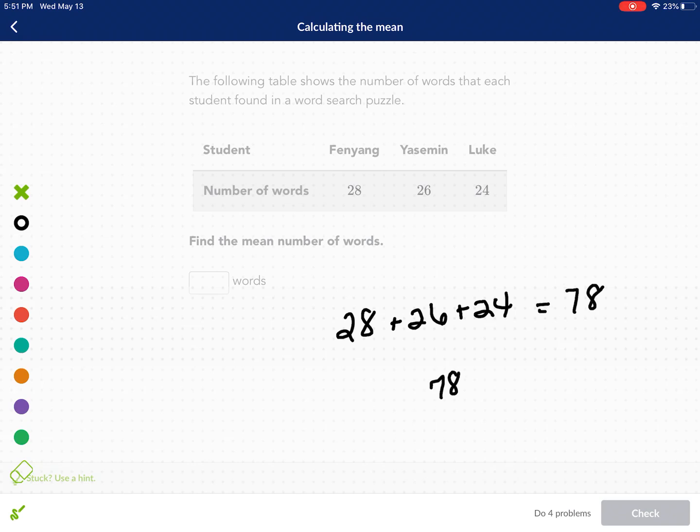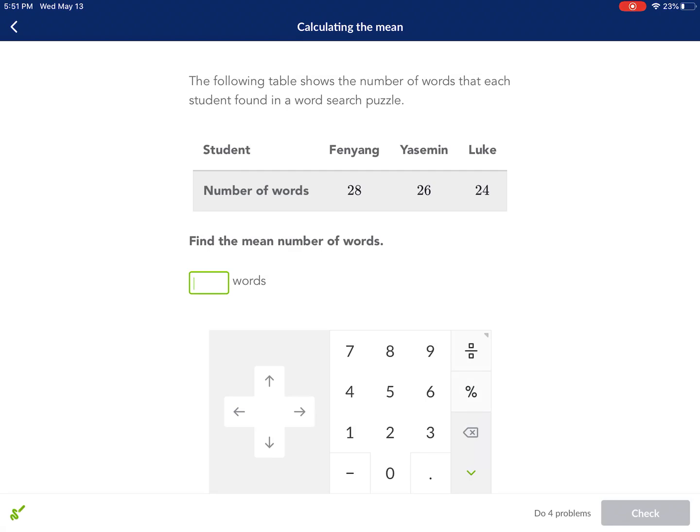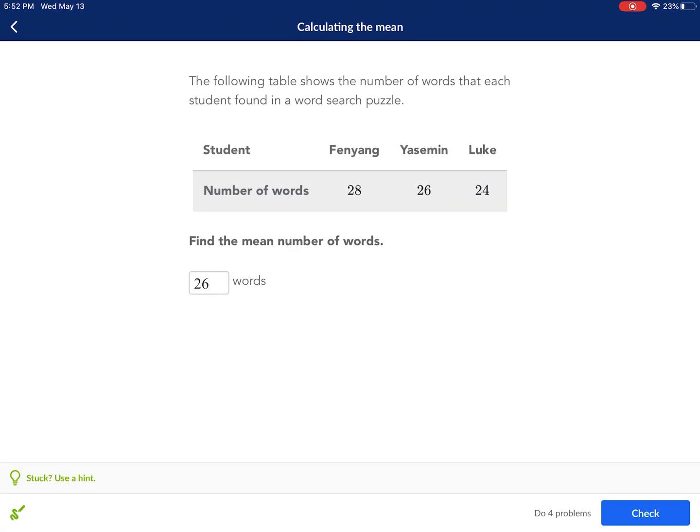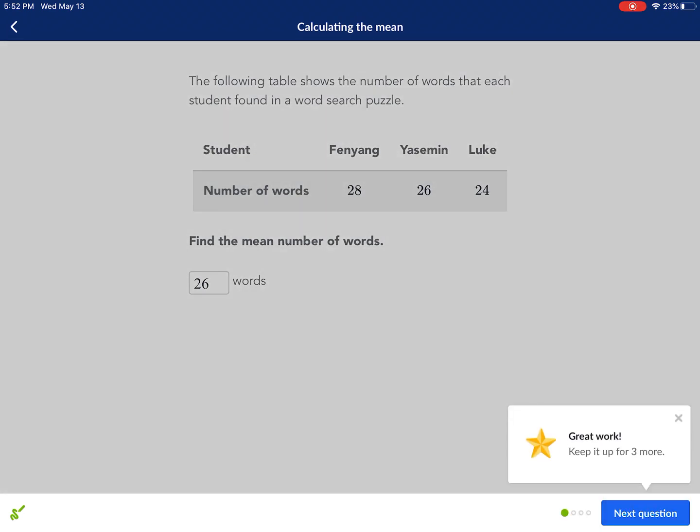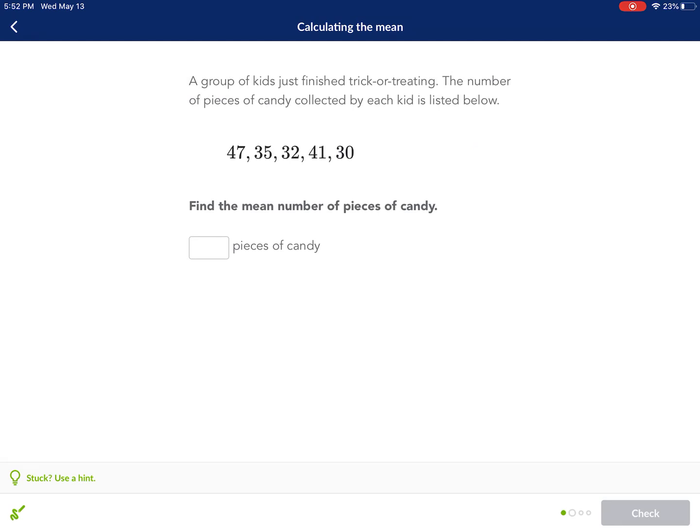All right, so you're going to take that sum, 78, and we are going to count that we have 1, 2, 3 different sets of words, or numbers of words, that we looked at here. So 78 divided by 3 equals 26. That means 26 words was the average, or we say the mean, all right? So 26, you're going to click in there, type in 26. Make sure your volume's up, because you want to hear the fun sound effects. Yay. All right, let's go to the next one.